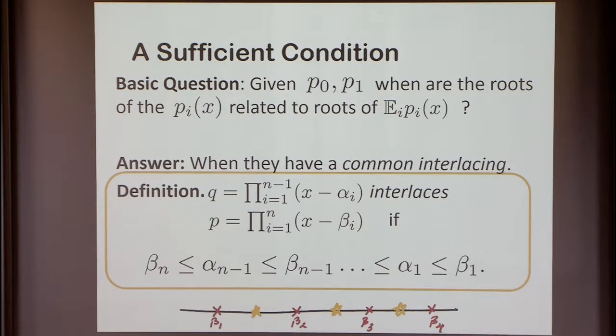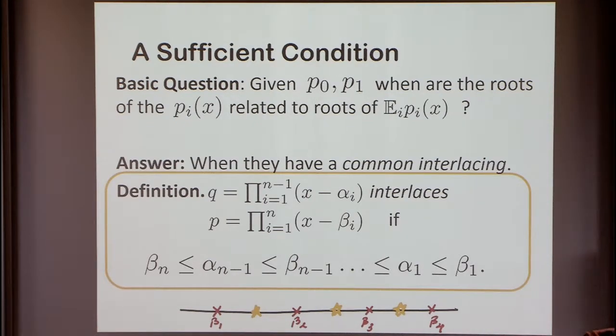So what's a common interlacing? I already told you what interlacing is yesterday, but let me just write down the definition again. A polynomial of degree n minus 1 interlaces a polynomial of degree n if their roots alternate as shown in this picture. This definition also works for two polynomials of degree n in the obvious way.